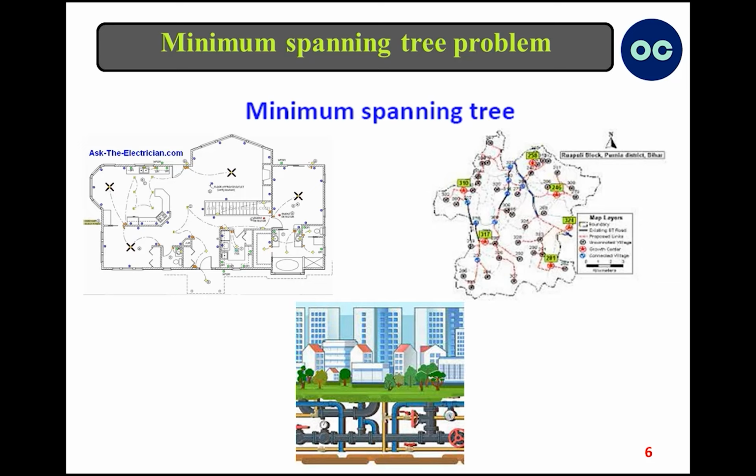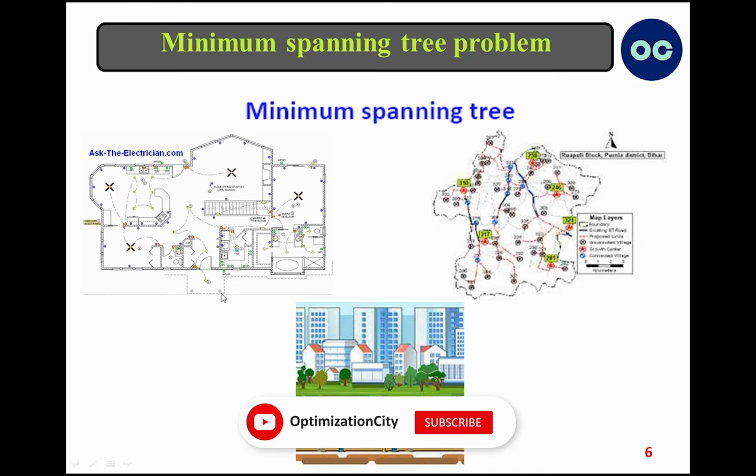Here, there are some examples of how this problem can be applied in the real world. In the first one, the company needs to minimize the amount of electric cable used to provide electricity to various points in the building using the minimum spanning tree.